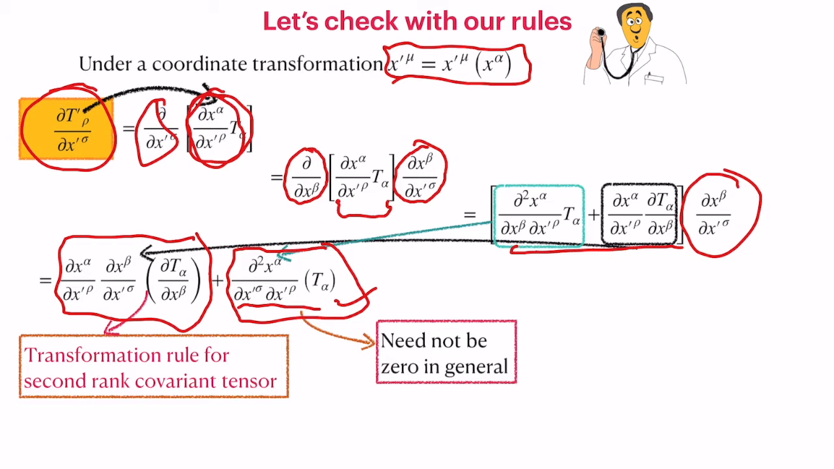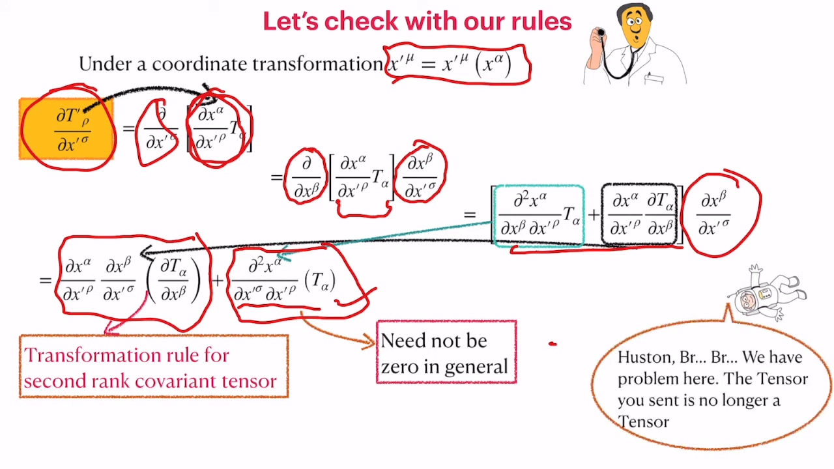However, in general, this need not be zero, and then what we have is that our differentiation in principle is not for a tensor. So here we have a problem: differentiation of a tensor is no longer a tensor, and this is one of the problems, as we see that differentiation is very important for expressing the laws of physics.